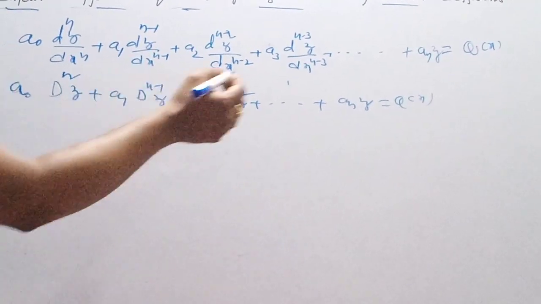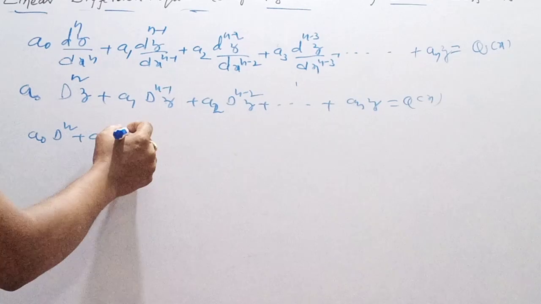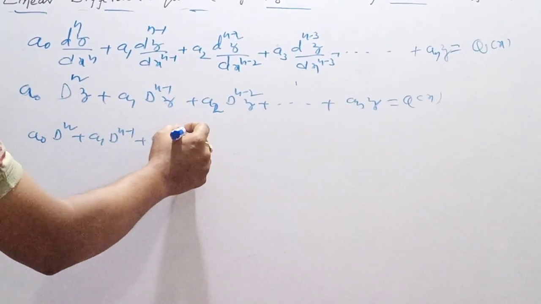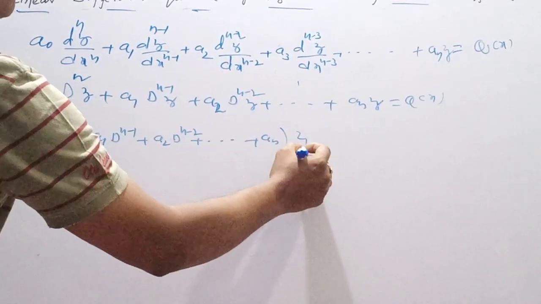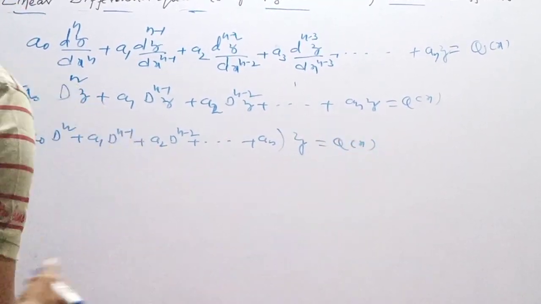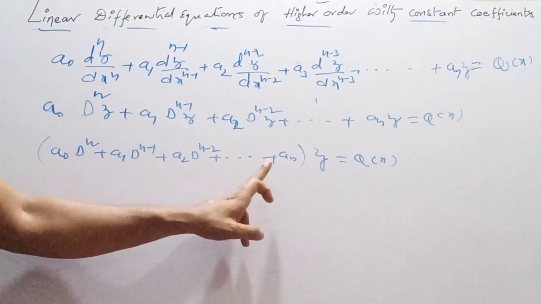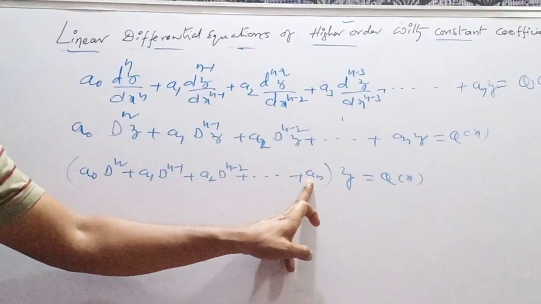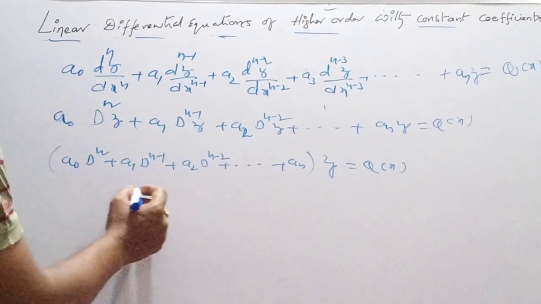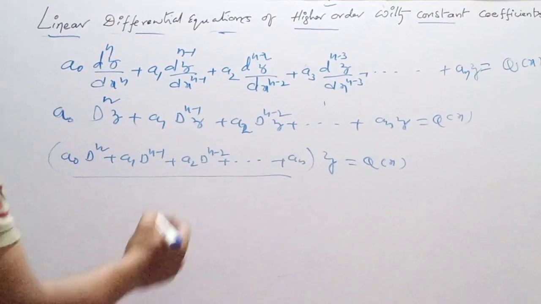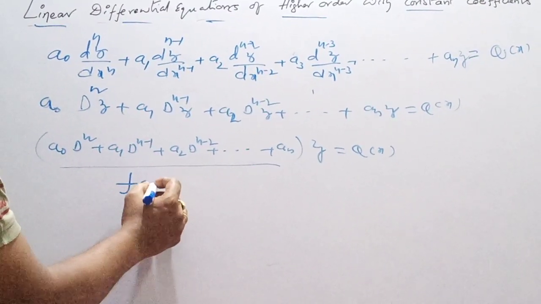Clear? So take y as common: (a0 D^n + a1 D^(n-1) + a2 D^(n-2) + and so on + an) y equal to Q of x. Again you observe it is D power n, D power n minus 1, D power n minus 2, and so on, down to D to the power of 0. So it is a polynomial in capital D. So write this entire expression as a polynomial of D, so that it is in the form f of D.